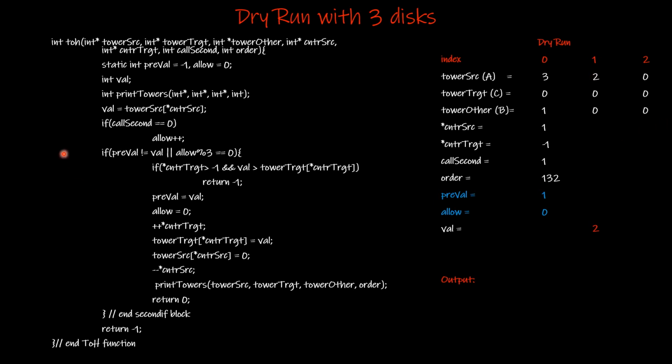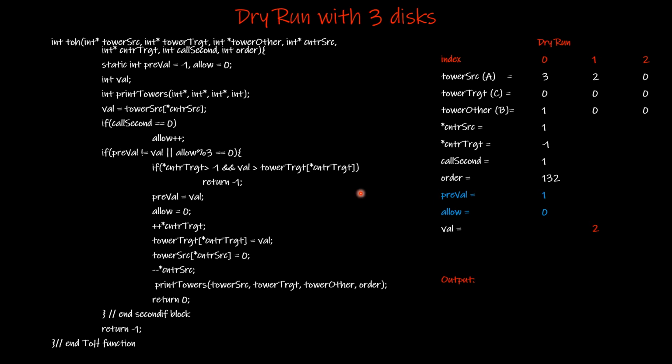Then we come to the if condition, that is check is this call second. The answer is no. So value of allow is not incremented by 1. Okay, then we come to the next if condition. The condition is check: is the previous val not equal to val? That is true. We are working with a different disk. So this time again the condition is true, right? So we go within the block, we check the next if condition. Is counter target greater than -1? Counter target is equal to -1. So this condition is false. So we skip the return -1 statement and we come to the next statement.